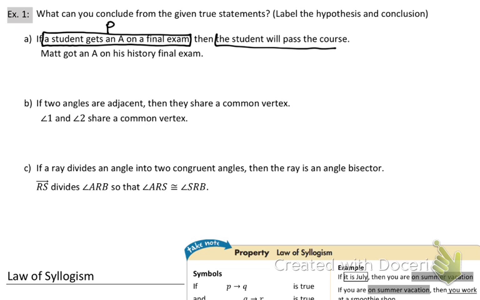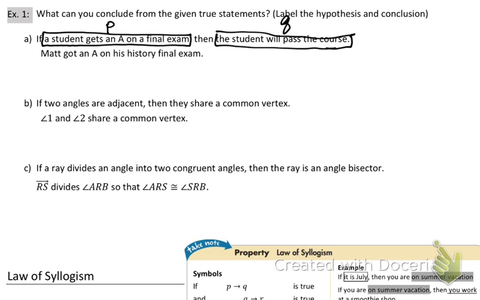Then I'll just highlight the second part. It's actually that whole thing. That is my conclusion. So this says, if a student gets an A on a final, then the student will pass the course. Is that true? If you get an A in a class, do you pass that class? Yeah. I mean, we can do some other things but if you get an A at the end of the year, they're not going to say you failed this class. That wouldn't make sense. So if you get an A in a class, you pass that class. So that is a true statement.